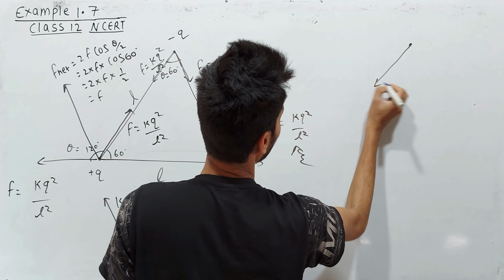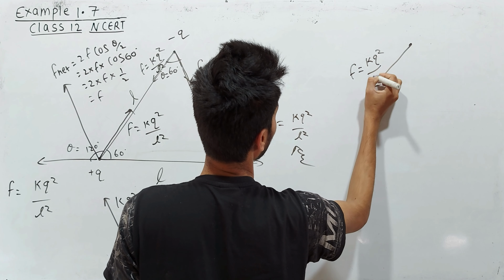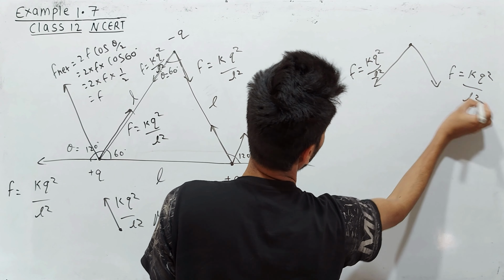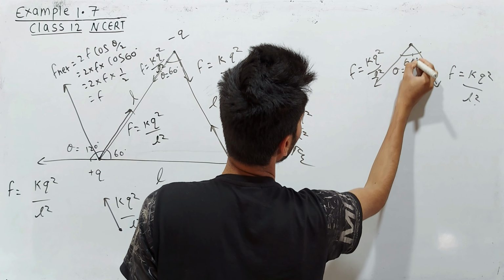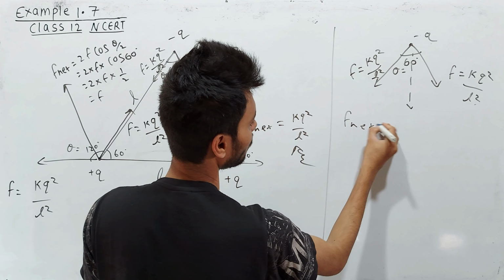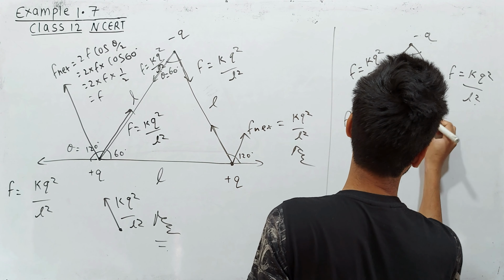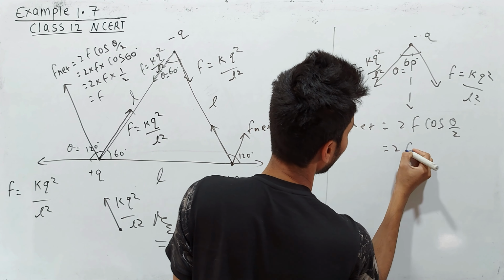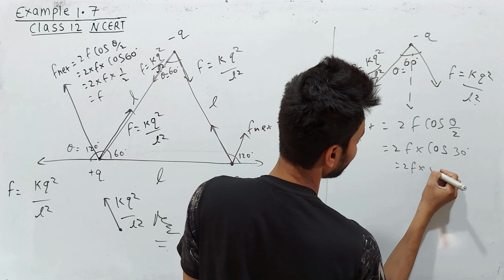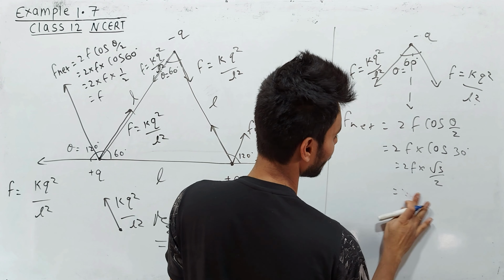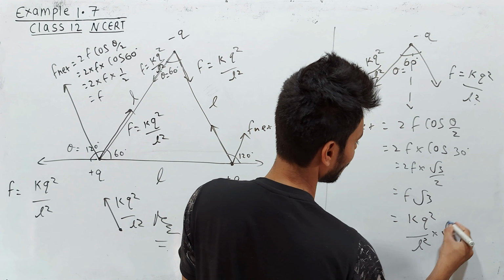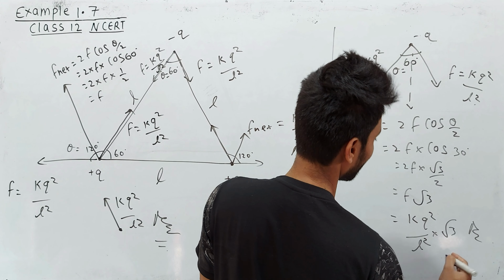Therefore the net force in this direction F is equal to KQ squared by L squared, and in this direction F is equal to KQ squared by L squared. Theta is equal to 60 degrees, therefore from the trick we can write F net is equal to 2F cos(theta/2), that is 2F cos(60/2), that is 30 degrees. So 2F cos 30 degrees, that is root 3 by 2, the 2 cancels, that will be F root 3, that is KQ squared by L squared into root 3. It will be the answer.